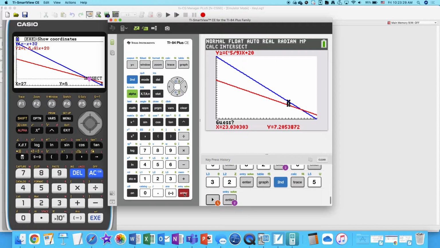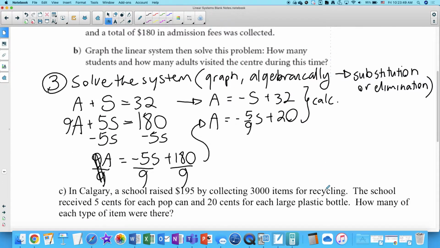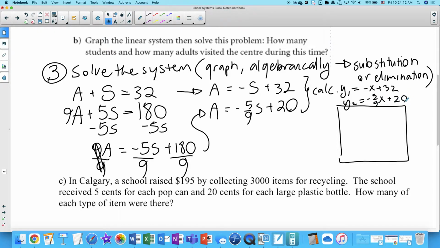Okay, now do you guys remember how we actually write this out so that we show our work? How do we show our work with this for solving graphically? Yeah, so you draw a rectangle for the window of your calculator. And then above you have to write the two equations. So that's y1 equals negative x plus 32, y2 equals negative 5 over 9x plus 20. Yep. Below it, the rectangle. Right. X min, X max, X scale, the window settings. So that was for both of them, 0, 32, and 1.